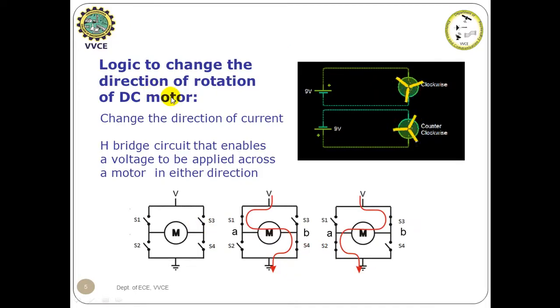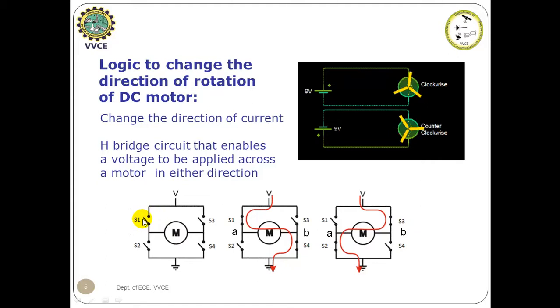The logic to change the direction of rotation is, a H-bridge circuit is used to enable voltage to be applied across a motor in either direction. So this is the H-bridge circuit having 4 switches. At a time, 2 switches will be made active.